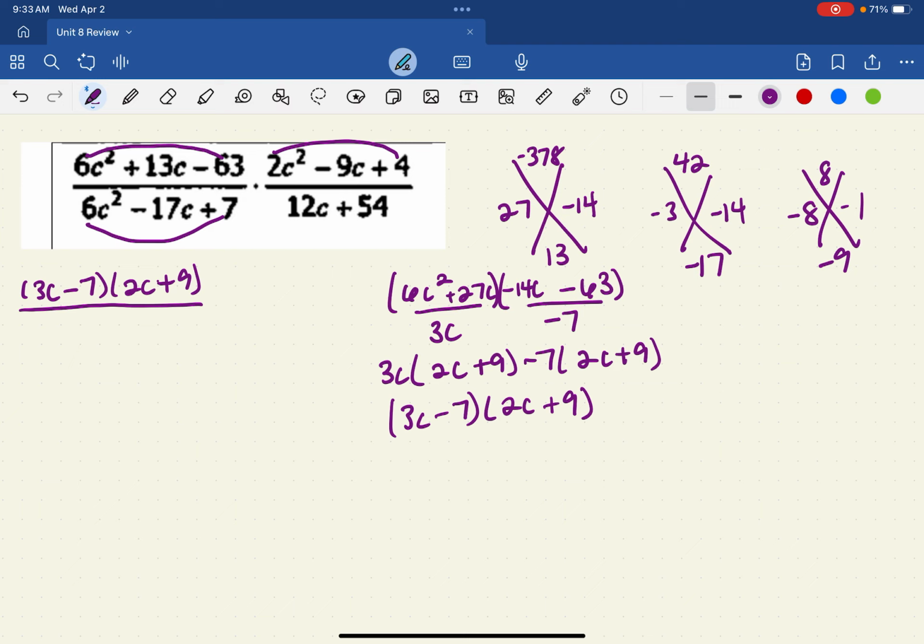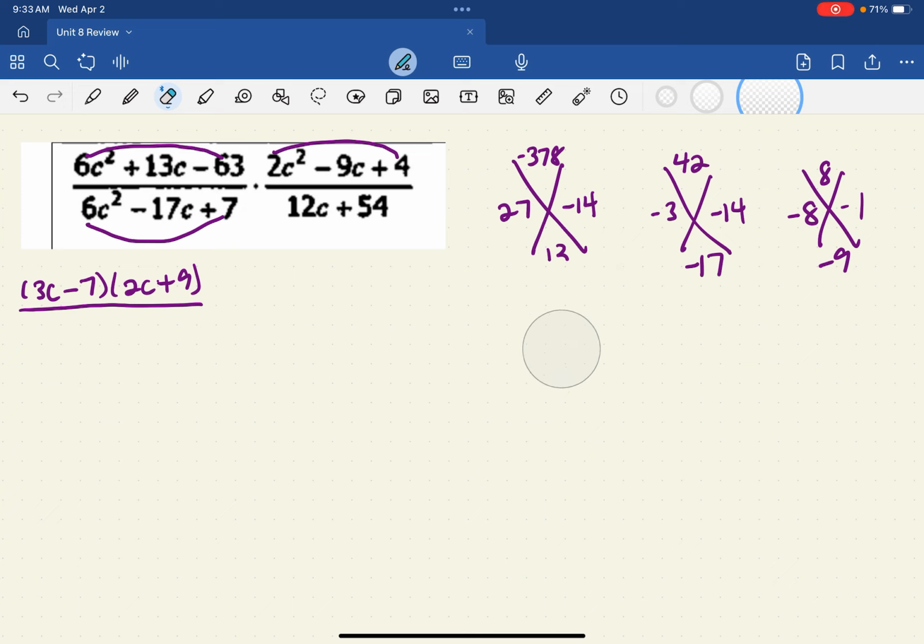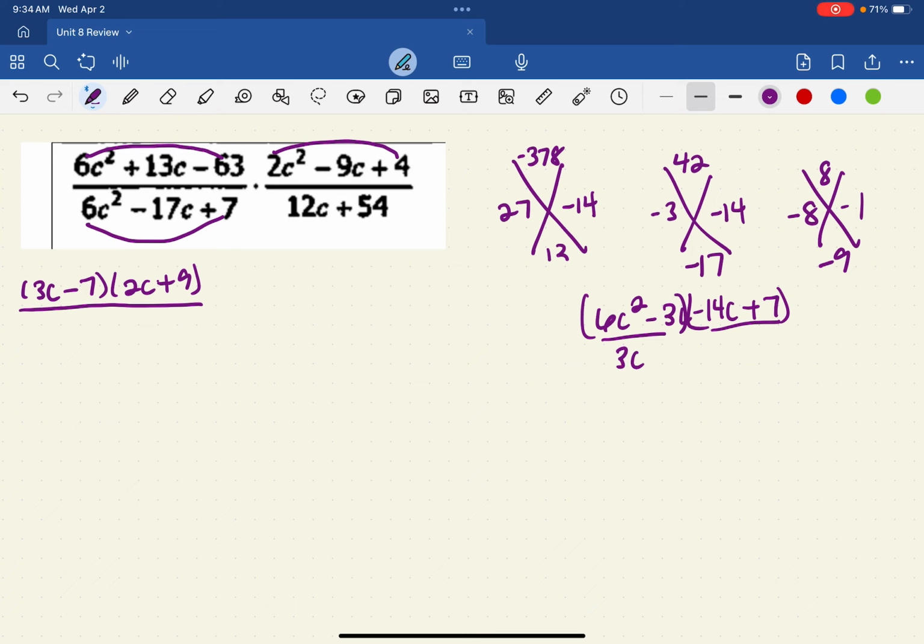And I'm actually going to erase this so I have a little more space to do the next one. So if you didn't get that, just rewind, pause, and then go for it. So this one is 6c squared minus 3c minus 14c plus 7. And I am grouping. So right here I have 3c. Right here I have negative 7 because that 14 is negative.